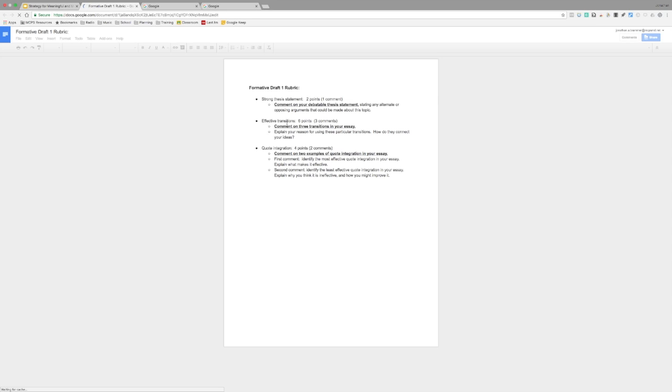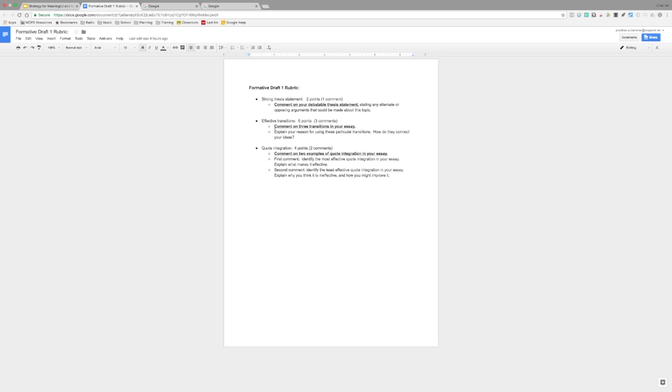The first is a strong thesis statement, and I tell them to identify their thesis statement and what kind of comment I'm asking them to make on it. What I really care about is that the thesis statement is debatable, because my class had some trouble with that concept of what a debatable thesis actually looks like. The second skill we're looking at is transitions.